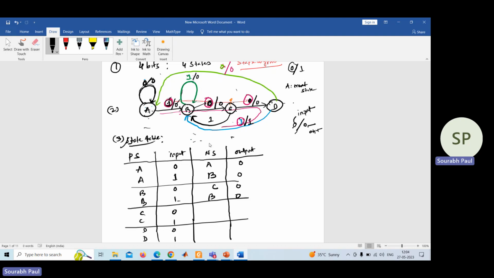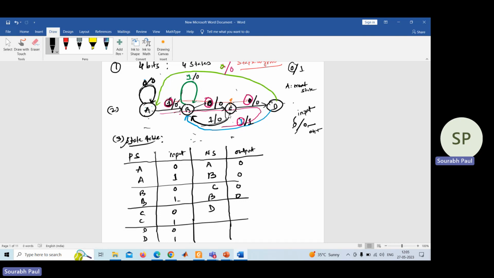Now for C, if the input is 0, where are you going? You are going to D. And for C, if the input is 1, where are you going? You are going to B. For that one, I didn't write the output. The output will be 0, because what it is detecting, 1 0 1, means we didn't get the sequence we want. So that's why the output is 0.